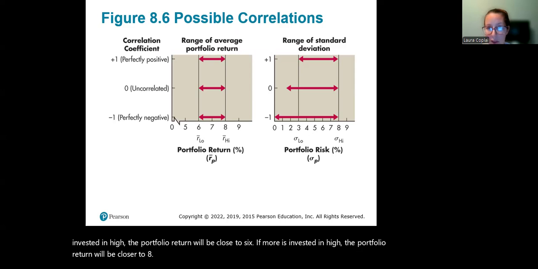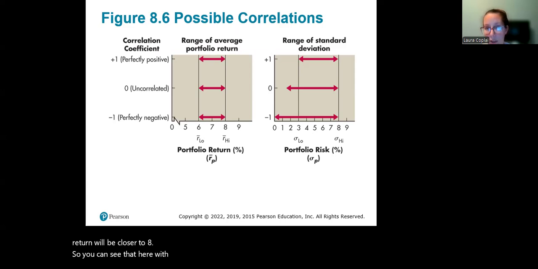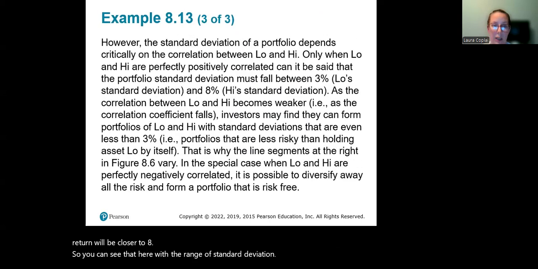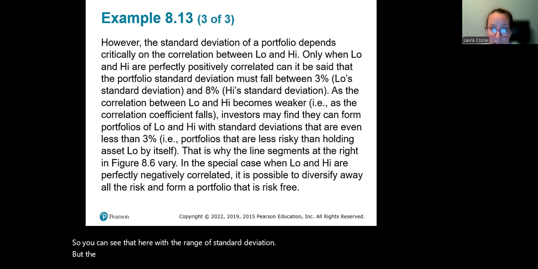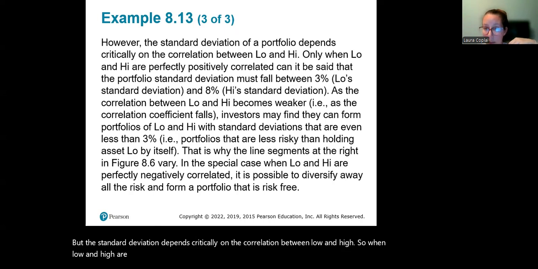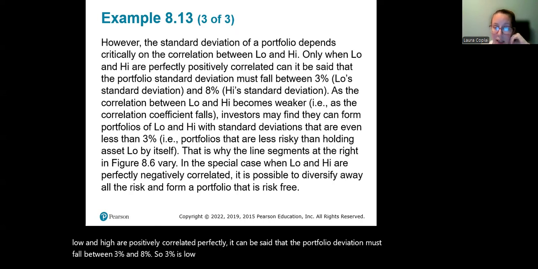So you can see that here with the range of standard deviation. But the standard deviation depends critically on the correlation between low and high. So when low and high are perfectly positively correlated, it can be said that the portfolio deviation must fall between 3% and 8%. So 3% is low standard deviation and 8% is high standard deviation.